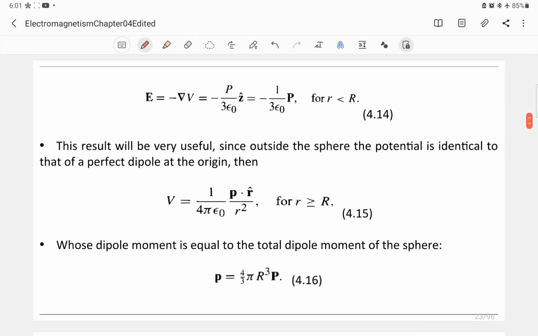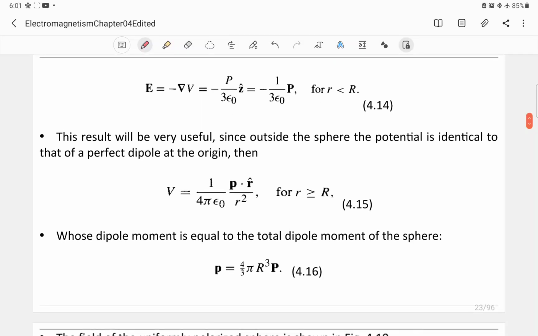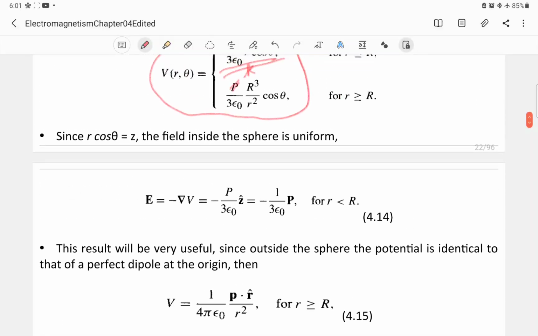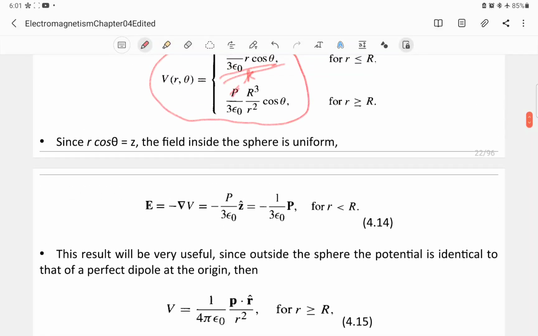So if you get the electric field, that would be just the negative del of the potential, and of course this would just give you this one for r less than the radius. So this is just like a very familiar form.